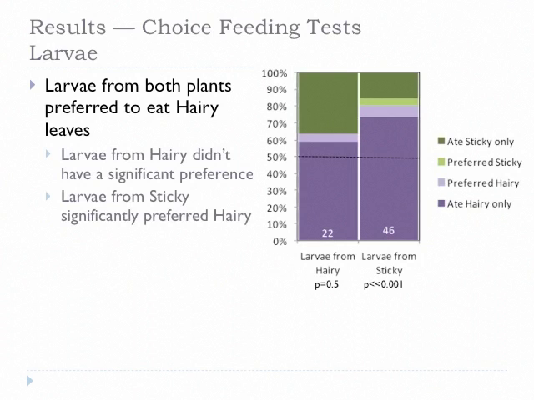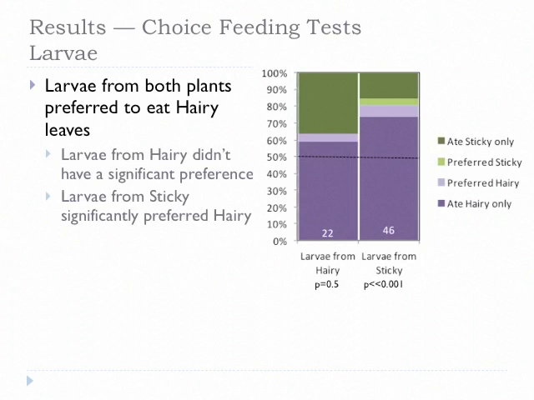If they didn't care. We know from watching them in the lab that they are really, really mobile. They move around a lot in the little dishes, and so I was certain that they got the chance to taste or experience both kinds of leaves. I wasn't worried that if I put them on the hairy leaf, they never saw the sticky leaf. So the 50% shows what we would expect to see if they don't have any preference at all. And the numbers at the bottom of the column, the 22 and the 46, are the number of beetles that we tested, so the number of trials.